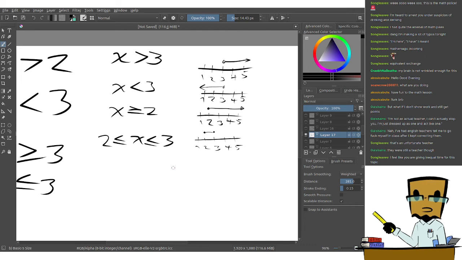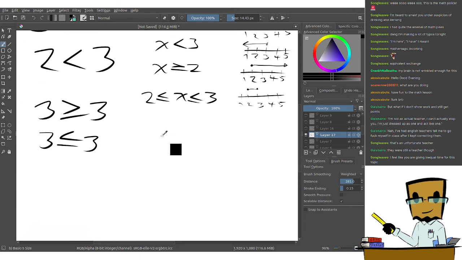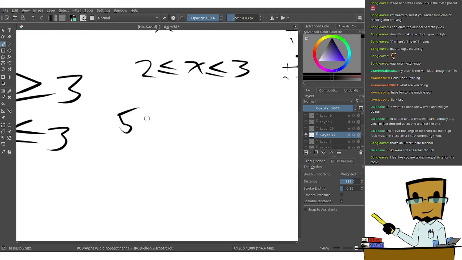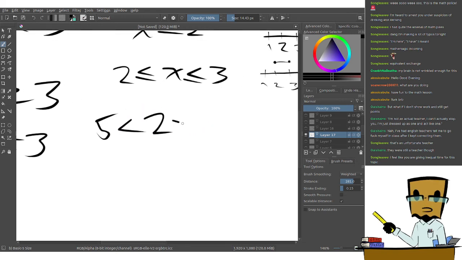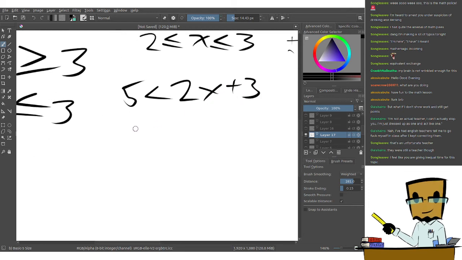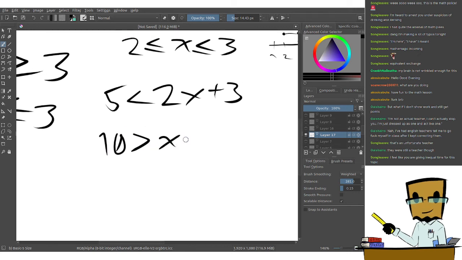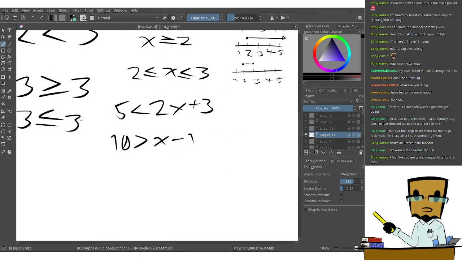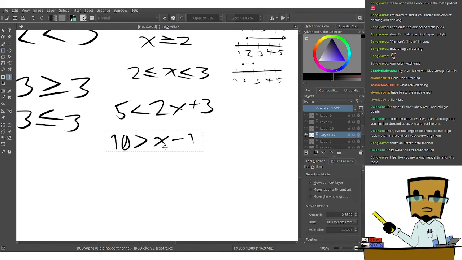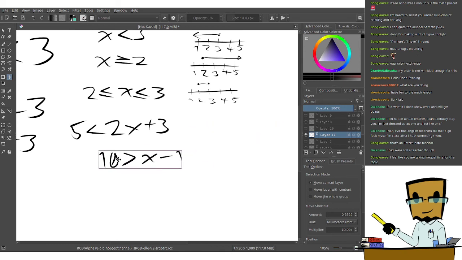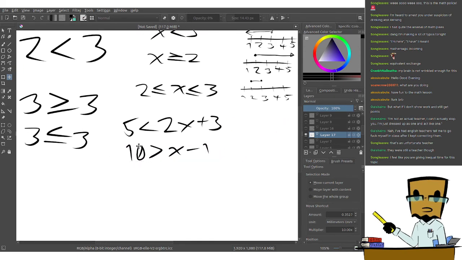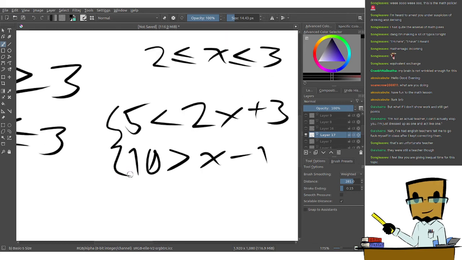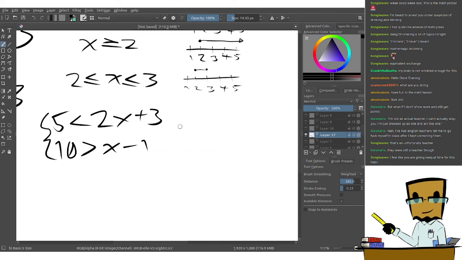There you go. So the thing is, you can end up with two separate equations, like, I don't know, 5 is less than 2x plus 3, and 10 is greater than x minus 1. There you go. So this is a system of equations, I believe is the term. So we'll have to solve both of these. Well, I think they put them together like this. It's been a while since I've ever had to do one of these. But that's fine.